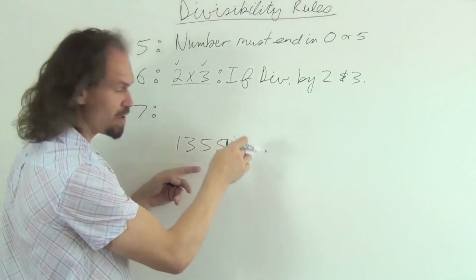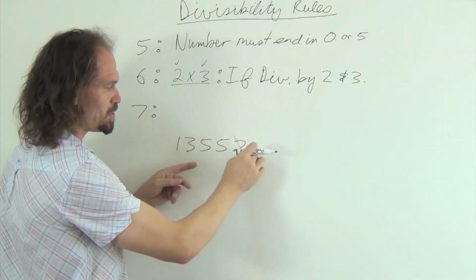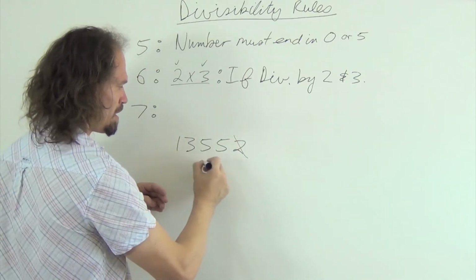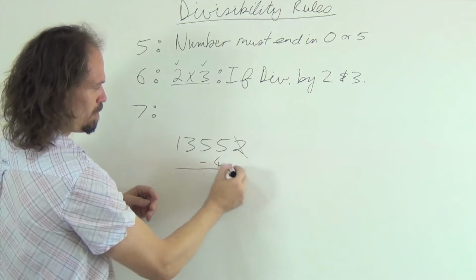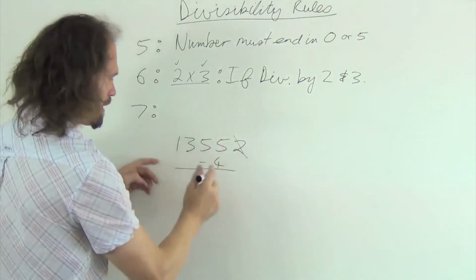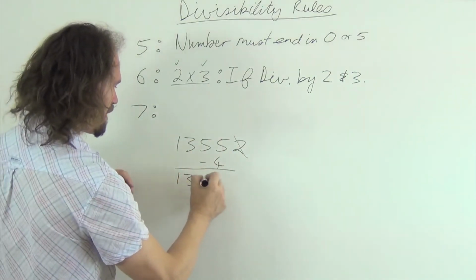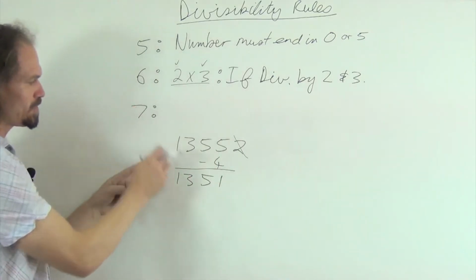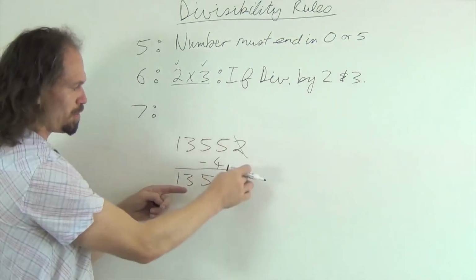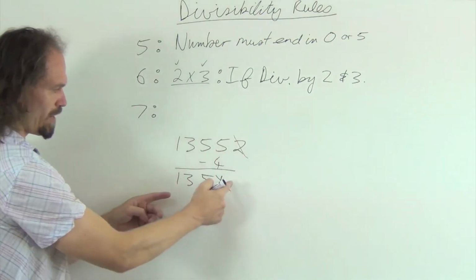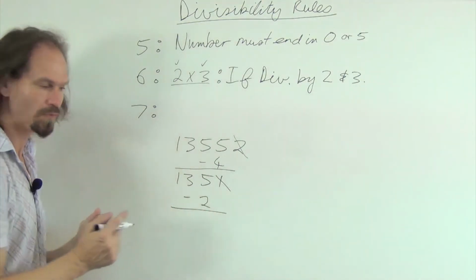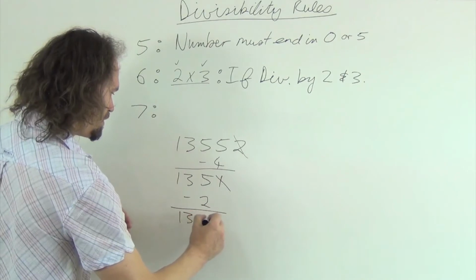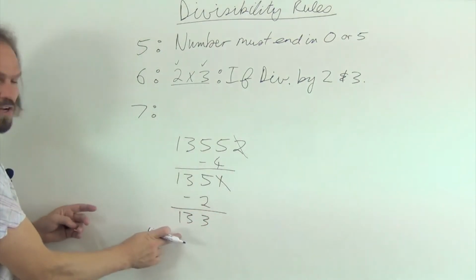But I can't just throw that away. What I do with it is I times it by 2 and subtract it. So I'm minusing 4, twice that number from what is left. Minus 4, I get 1351. I still don't know. I repeat the process. Take the last number away, times it by 2, subtract it from what is left. I get 133.